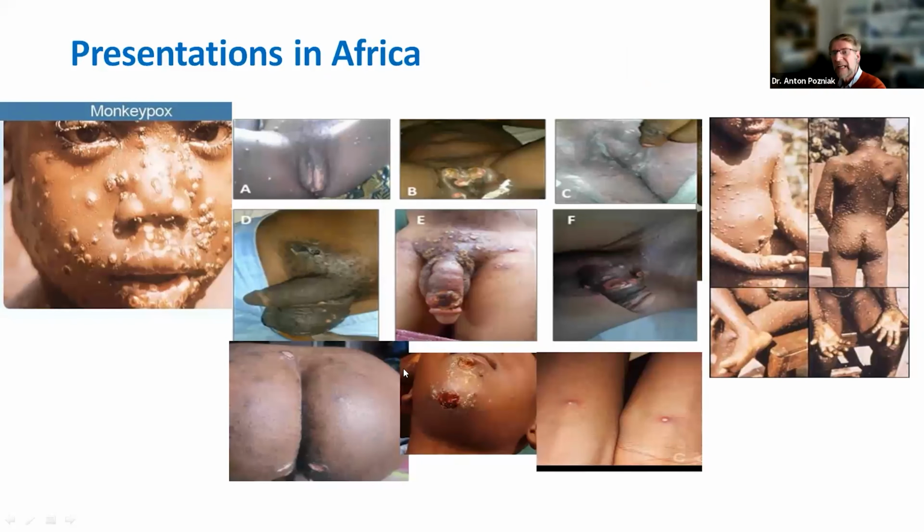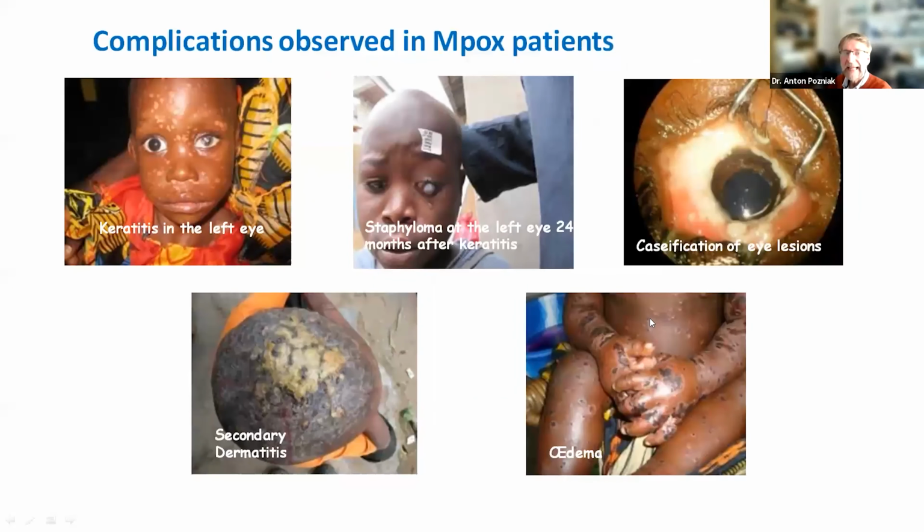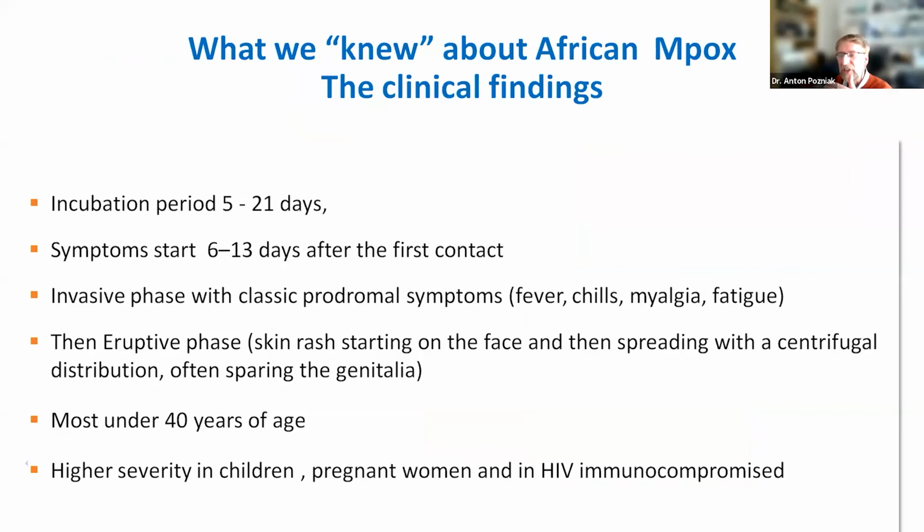So let's look at what it does look like in Africa. A lot of monkeypox is in children. Here it is, widespread, affecting the body, and you can get genital lesions in these children. You can see them here, and they can get complications. You can see keratitis, staphylococcal infection, calcification of eye lesions, dermatitis, and edema. And we've seen genital edema here in some of our patients. So this is how it presents as African monkeypox.